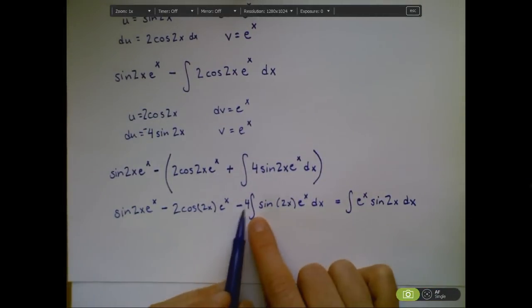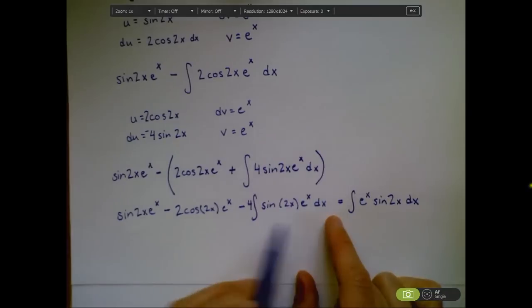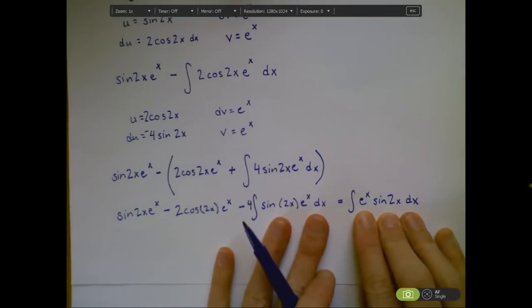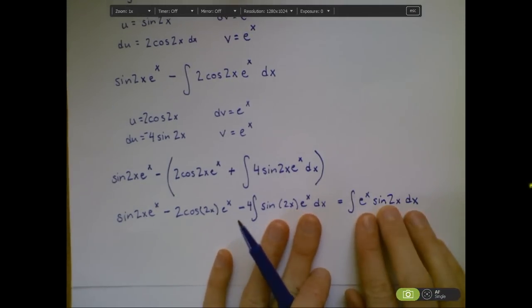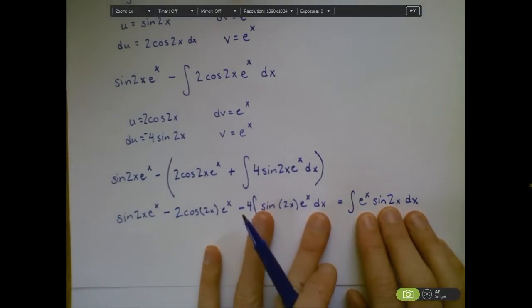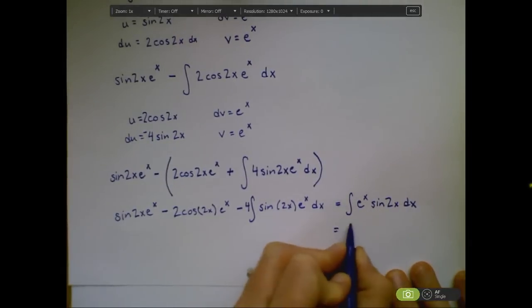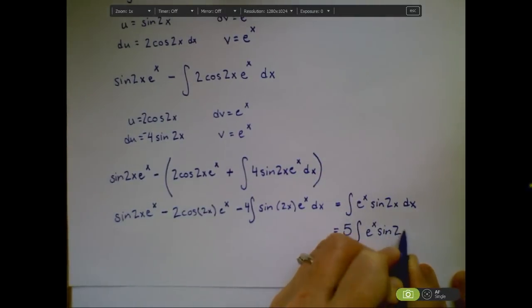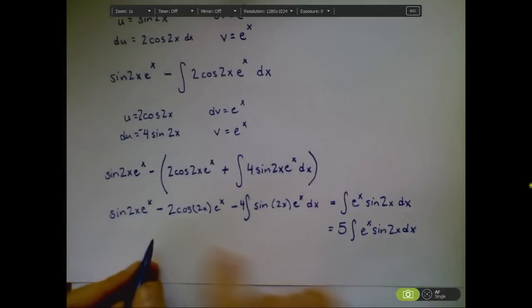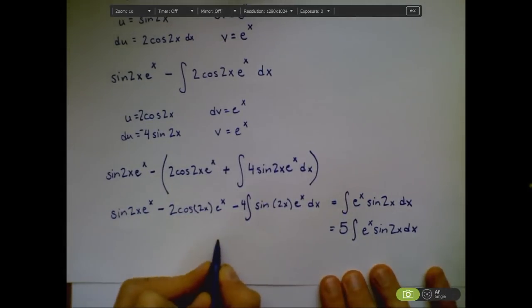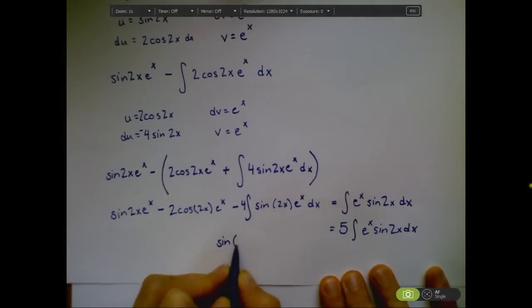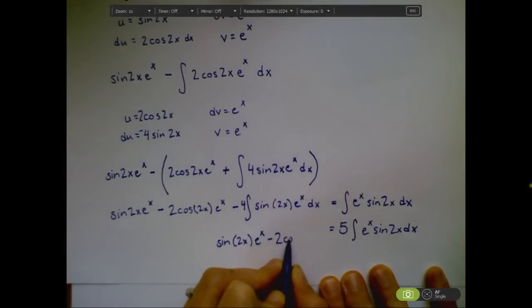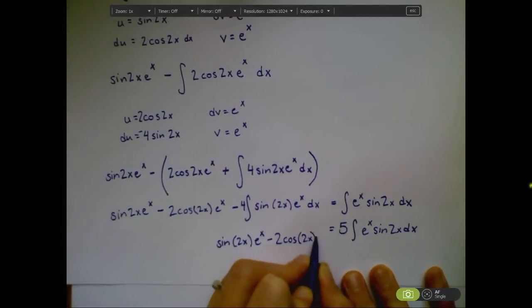And we see that we have minus 4 of these integrals on this side, and we have 1 of these integrals. These integrals are the exact same integral, right? Maybe I flip-flop the order of the e to the x. But if I add 4 of them to each side, it gives me that 5 times this crazy integral is equal to this value: sine of 2x e to the x minus 2 cosine 2x e to the x.